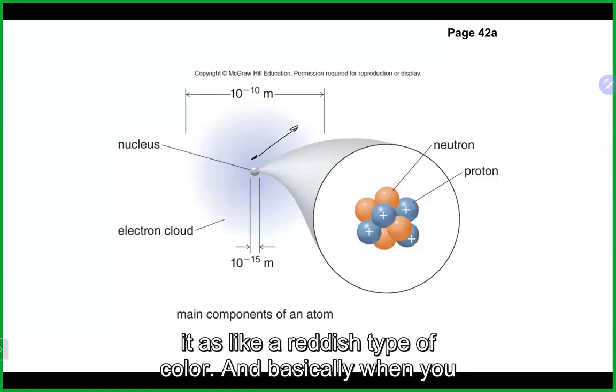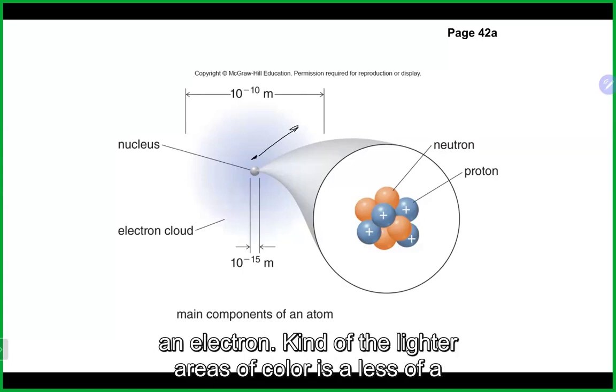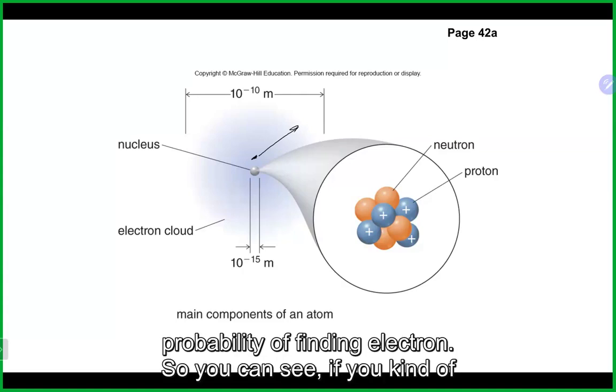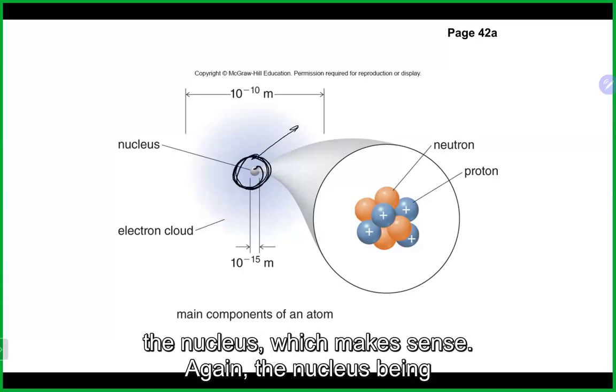Sometimes you'll see it as a reddish type of color. Basically, when you look at it, the darker areas are a higher probability of finding an electron, and the lighter areas of the color are a lower probability of finding an electron. You can see that the darkest blue is right around the nucleus, which makes sense.